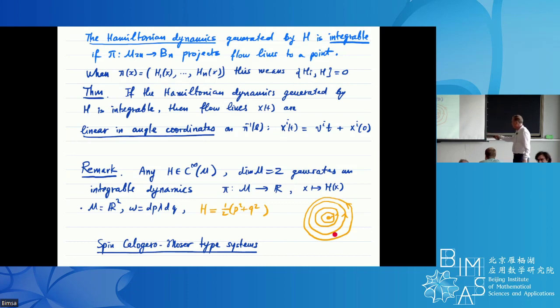So now I want to describe another example. This is too simple. This is the harmonic oscillator.